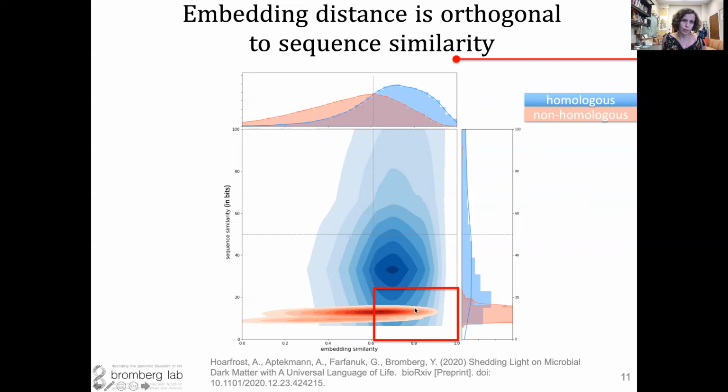Now, we would still have some errors, but remember, this is at a really low sequence similarity. So we could use embedding similarity to drive our homology recognition. However, you see from this example that the embedding similarity doesn't necessarily capture sequence similarity. So what does it capture?